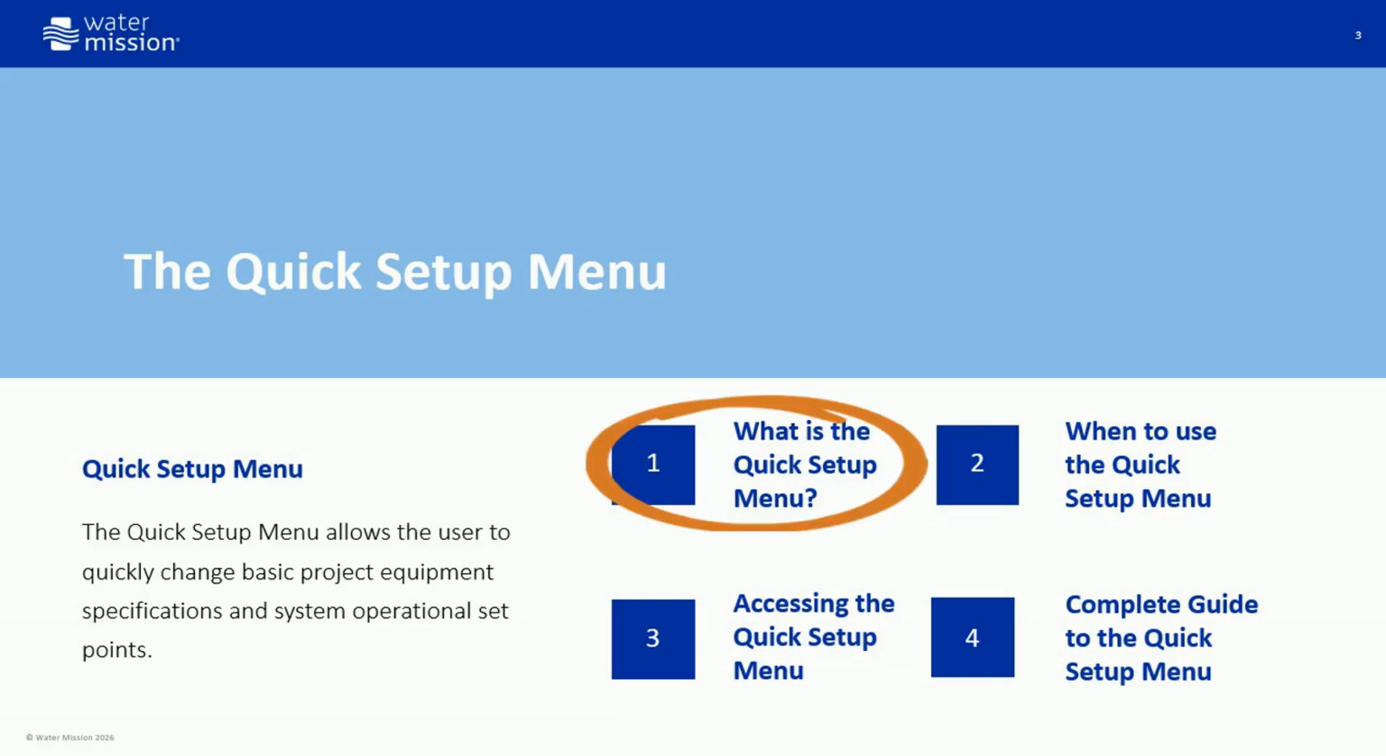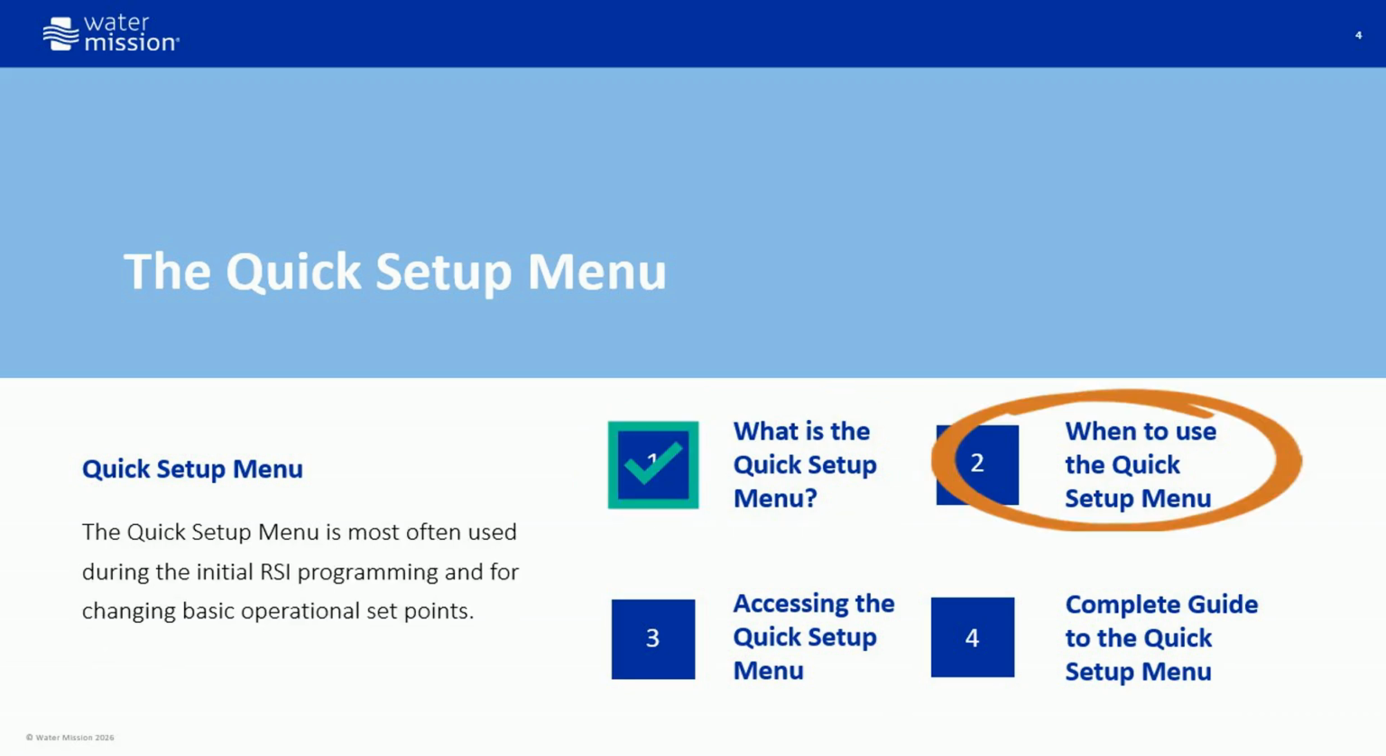First, what is the Quick Setup menu? The Quick Setup menu allows the user to quickly change basic project parameters, including operational set points and equipment specifications. The Quick Setup menu is most often used during the RSI startup and initial programming to correct any errors made during the startup wizard, to access the RSI advanced menu, to change the frequency range at which the pump can operate, and to change the pump rotation direction.